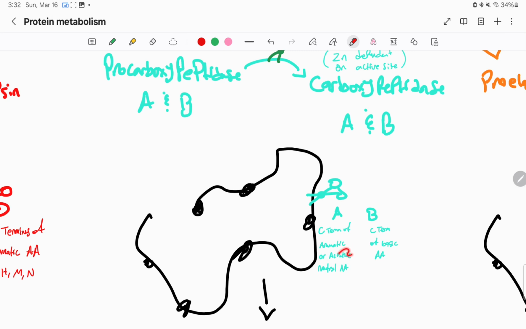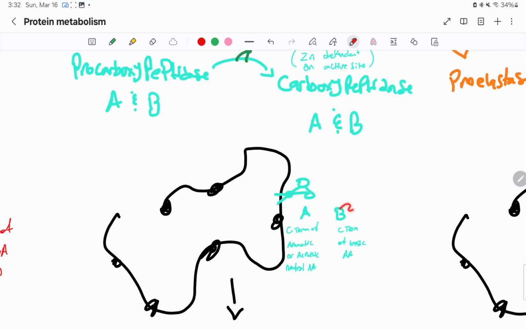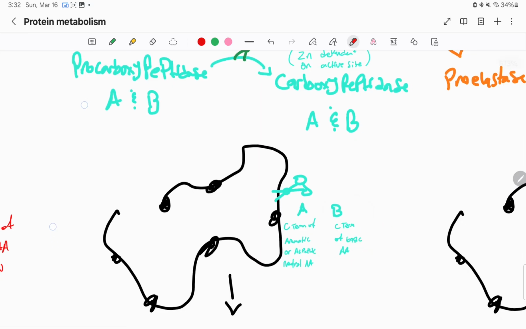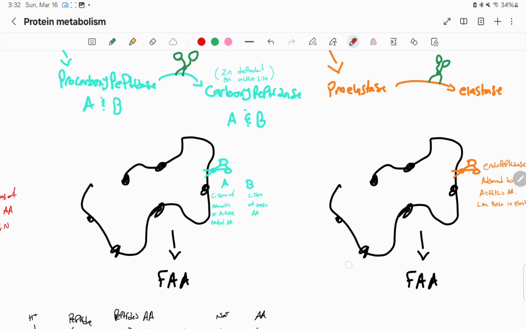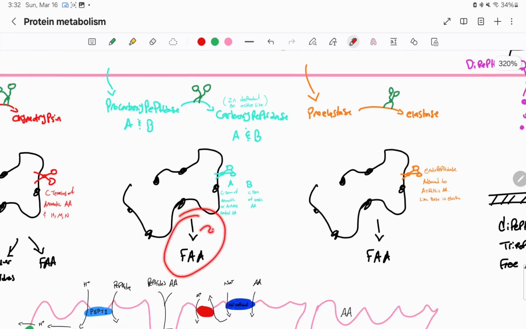Okay, what does that mean? That means that it basically is cutting any amino acid that is not basic or acidic. That's it. That's all it's doing, okay? So it'll cut any amino acid on the C-terminal side that is not basic or acidic, meaning it's neutral. The B isoform will cut the C-terminal of basic amino acids, okay? Only basic amino acids. And you guys remember that your basic amino acids are arginine, lysine, and histidine, okay? The digestion with these guys will result in free amino acids as well.